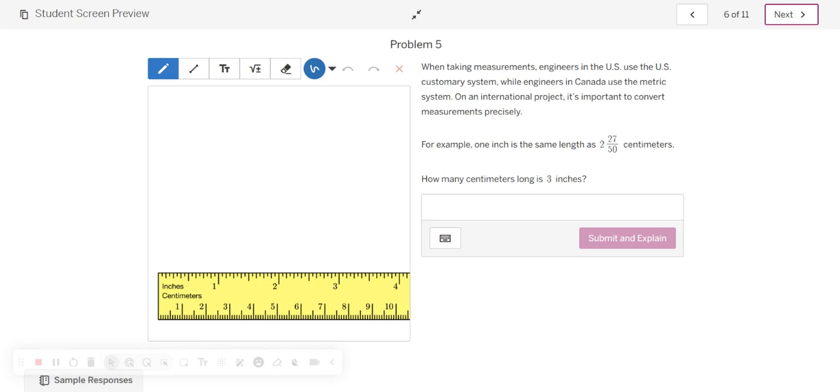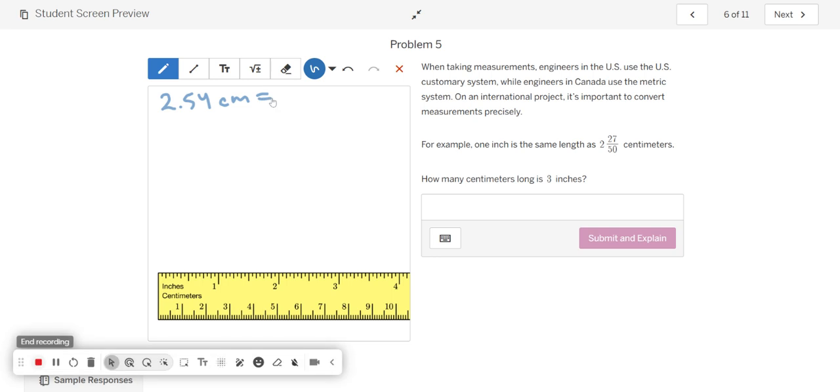Now, this is one where I would never, ever do this as a fraction. 2 27/50. It's so much easier to do it as a decimal. 2.54 centimeters to an inch equals 1 inch. And then you're just going to multiply the decimals out. But for today, they want us to use fractions. You would never do this problem as a fraction.